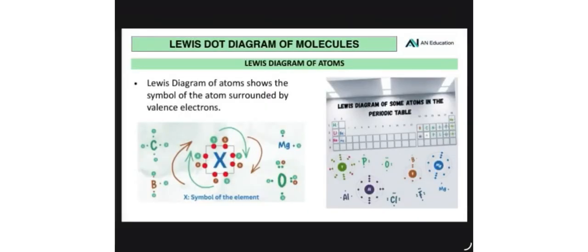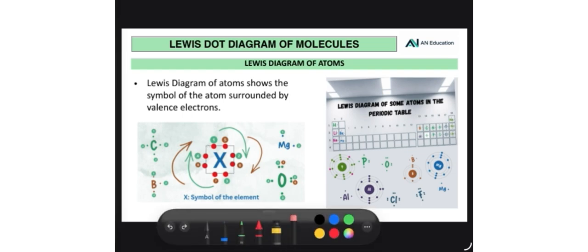Hello, today I'll talk about drawing Lewis diagrams of molecules, but I will start with drawing Lewis diagrams of atoms. As you see here, a Lewis diagram of an atom shows the symbol of the atom surrounded by the number of valence electrons, and when you put these valence electrons, it should follow a pattern, not randomly. So around the symbol of the atom, you should imagine that you have a square, and on this square you should put the dots that represent the number of valence electrons.